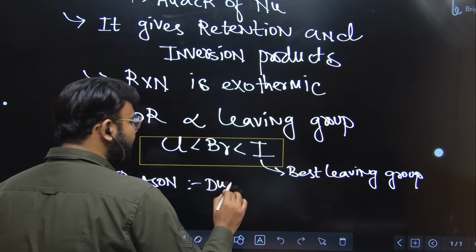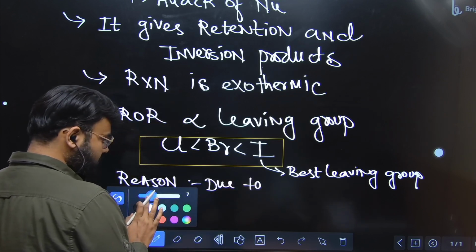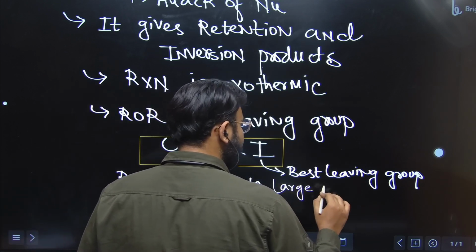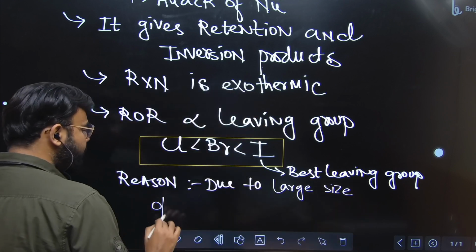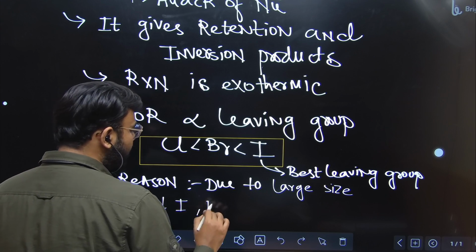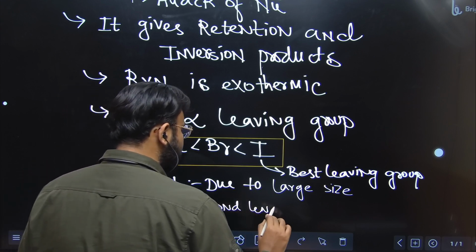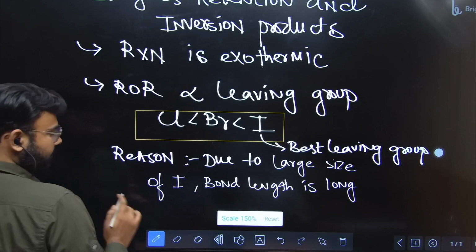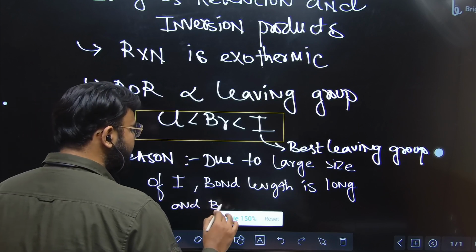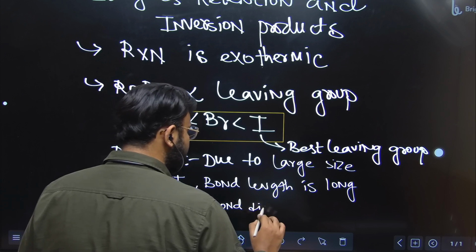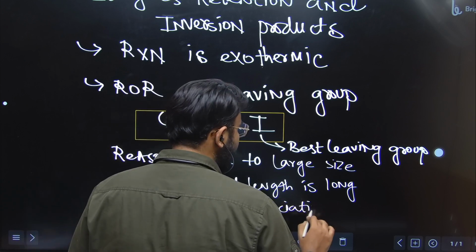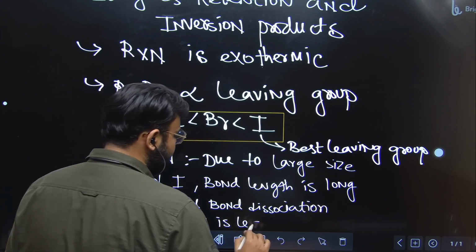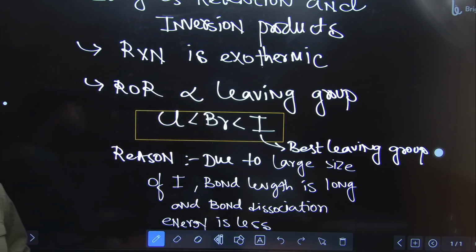So guys, why is iodine the best leaving group? Write down: due to the large size of iodine, bond length is long, and bond dissociation energy is less. So that is why it is the best leaving group.